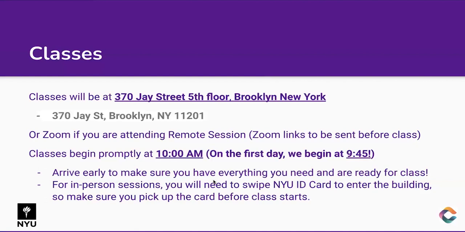Now, if you're in person, this applies to you. If you are not in person, then our classes will be on Zoom. Classes will be, for those who are in person, at 370 J Street on the 5th floor, Brooklyn, New York. We have the address right here. Classes begin promptly at 10 a.m.